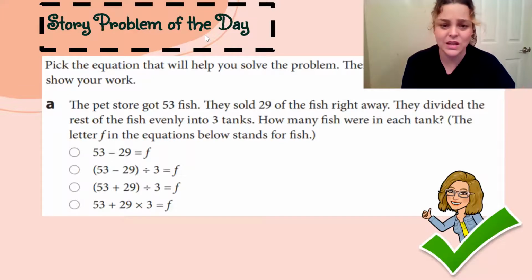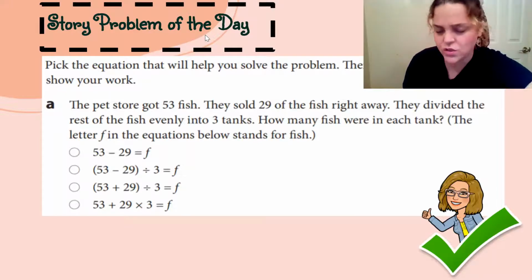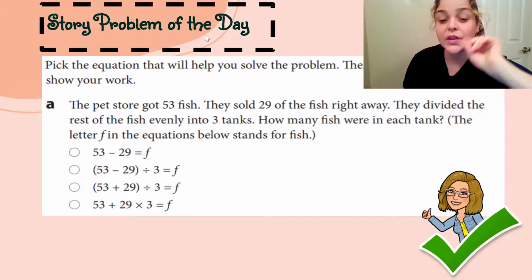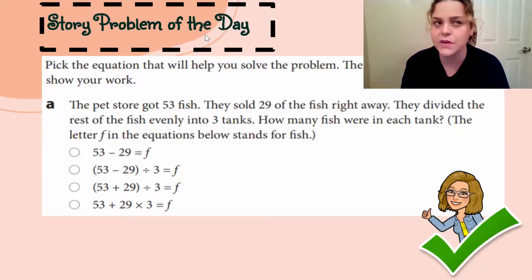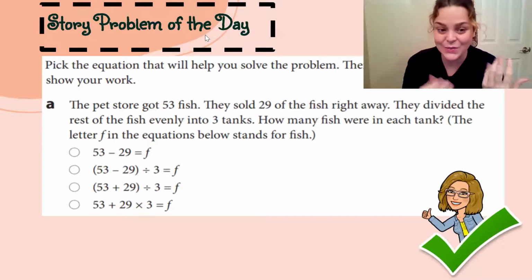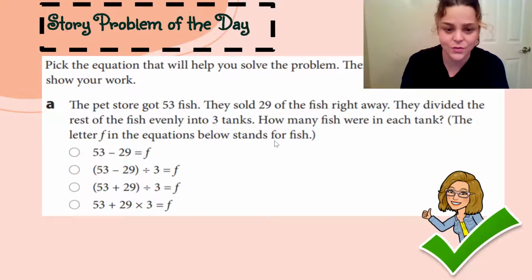Which ones can I eliminate? I'm gonna just read the story again from the beginning. The pet store got 53 fish. They sold 29 of the fish right away. So I'm imagining a pet store, there's 53 fish and 29 are sold, which makes me think that that's subtraction. So the first part of my equation should be 53 minus 29. I'm already looking that I can eliminate two options because two options don't have 53 minus 29.